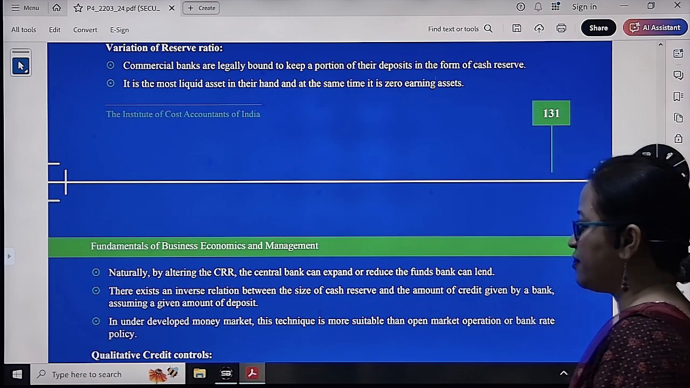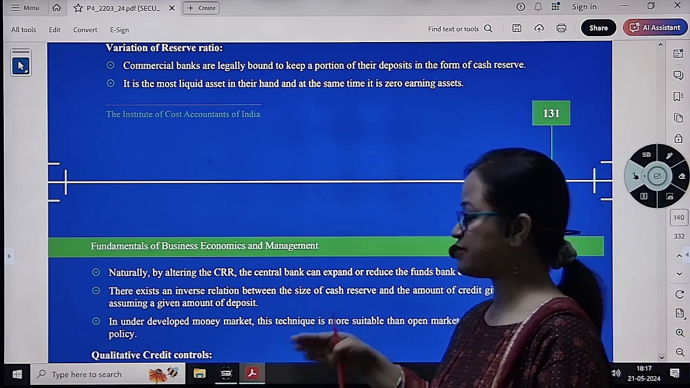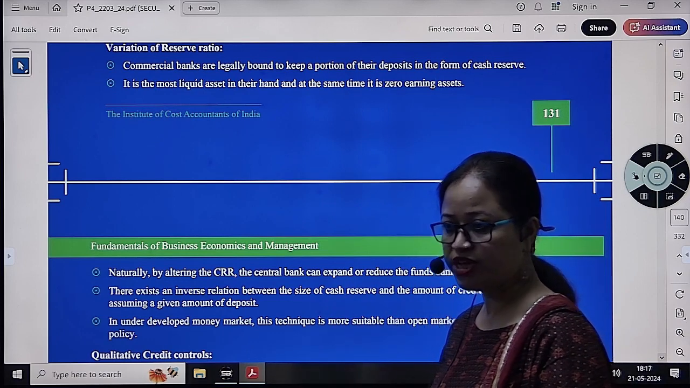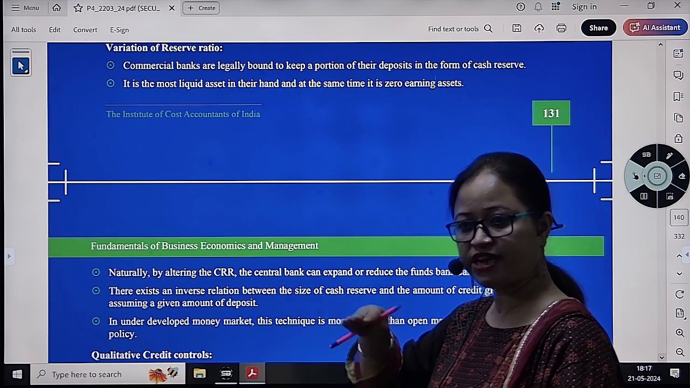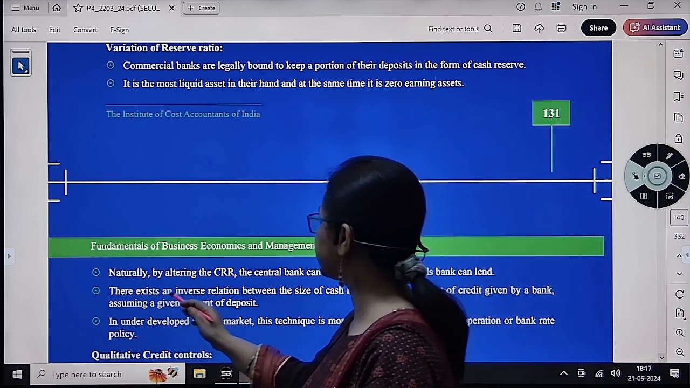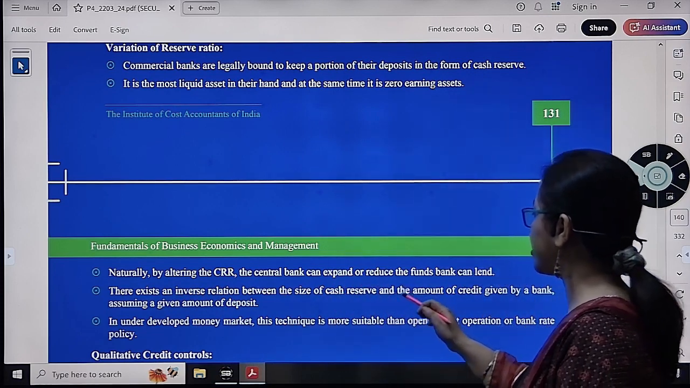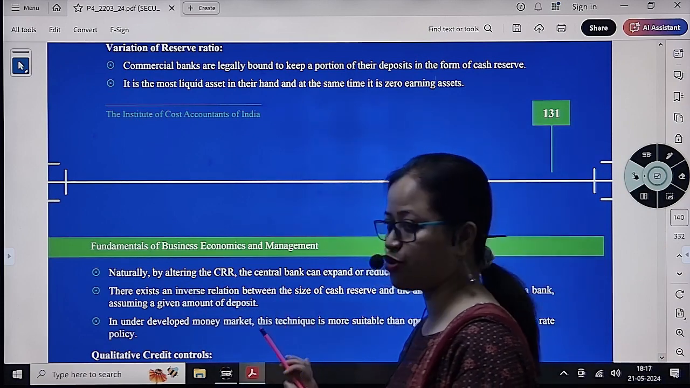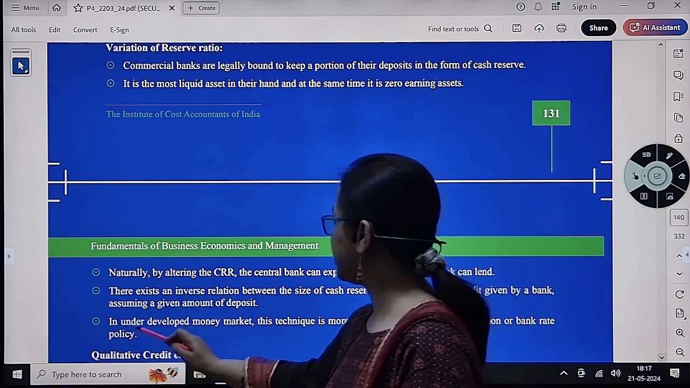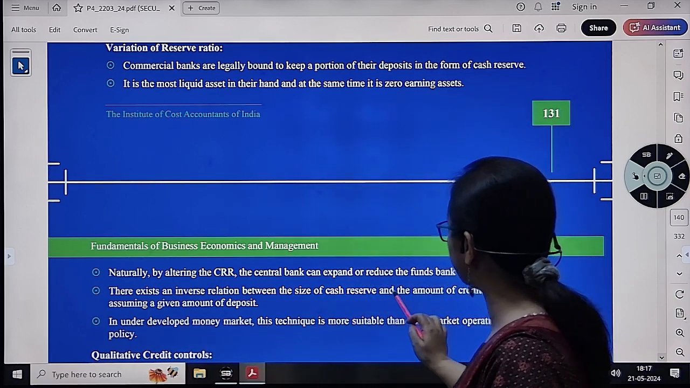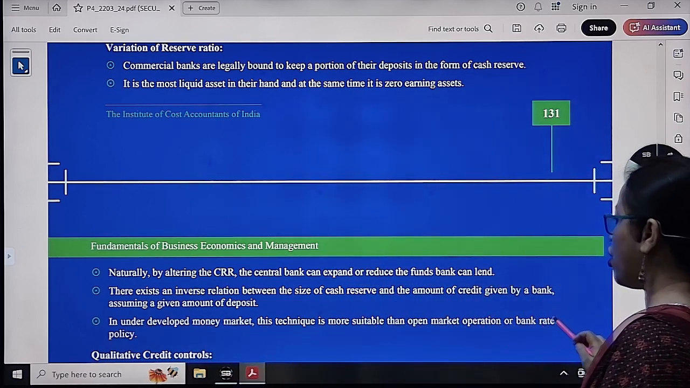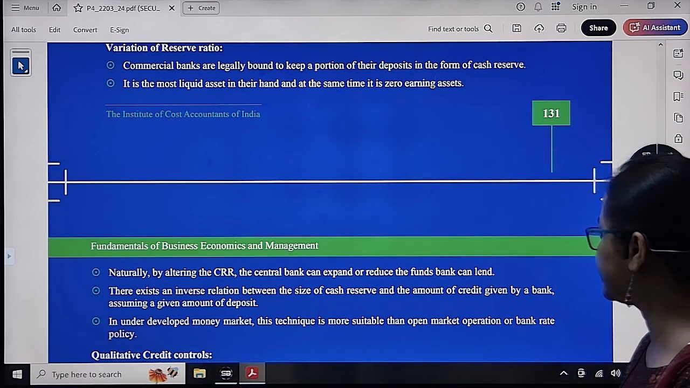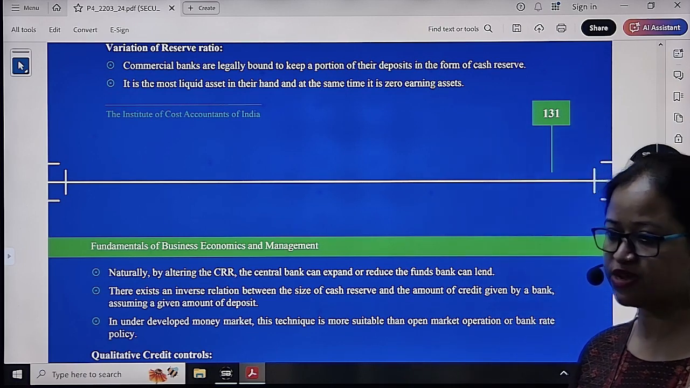So CRR, the central bank may increase, that means expand, or they may decrease. If the central bank wants to control credit, they will increase the CRR rate. So there exists an inverse relation between the size of cash reserve and the amount of credit given by a bank, assuming a given amount of deposit. Understood? Okay. In an underdeveloped money market, this technique is more suitable than open market operation or bank rate policy. In underdeveloped countries, this technique is more suitable than open market as well as bank rate policy.